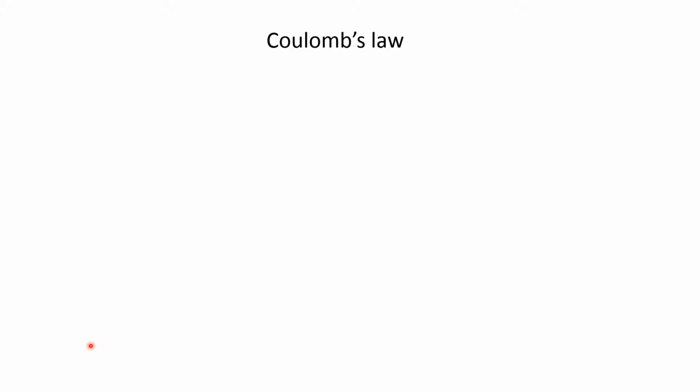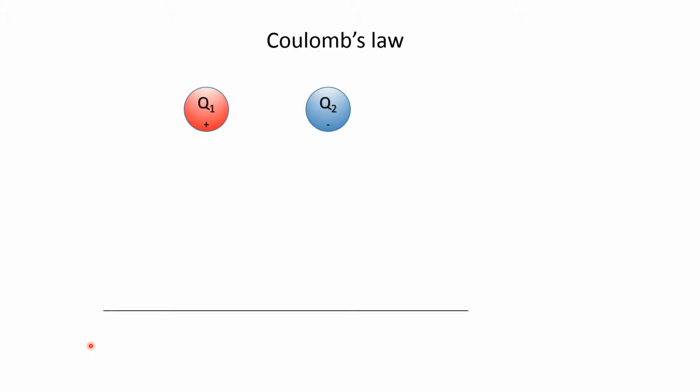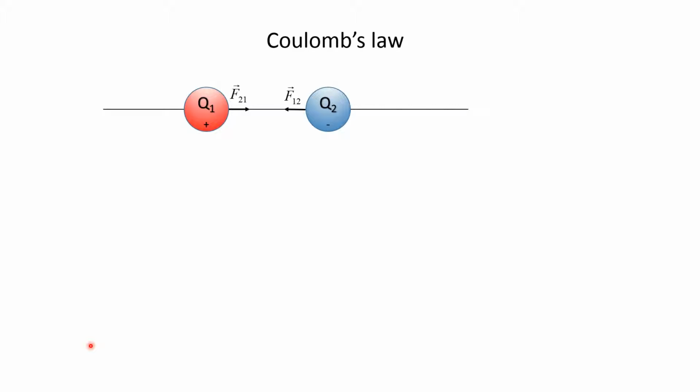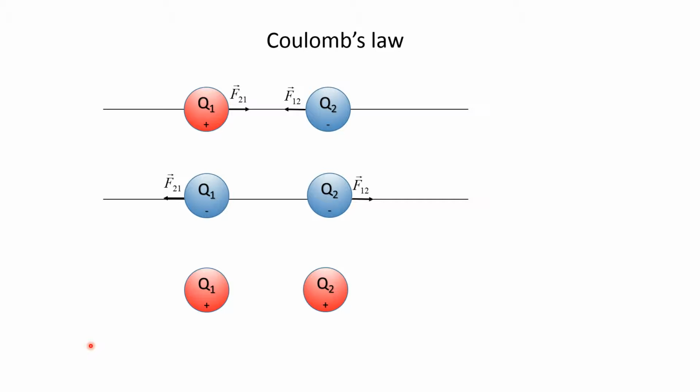Coulomb's law. In a previous movie, we saw that if Q1 and Q2 were two charges with opposite signs, they attract one another. So Q2 exerts a force on Q1, F2 on 1, and Q1 on Q2, F1 on 2. When those charges had equal sign, like two negative charges, they repel one another. When they were both positive, the same, they also repelled one another. So F2 on 1 in this direction, F1 on 2 in that direction.